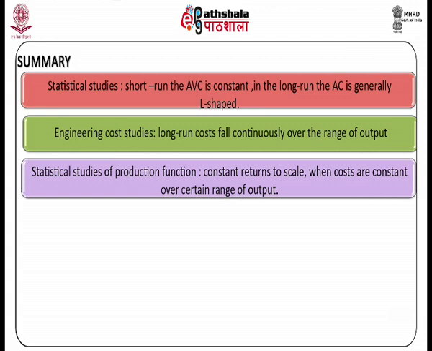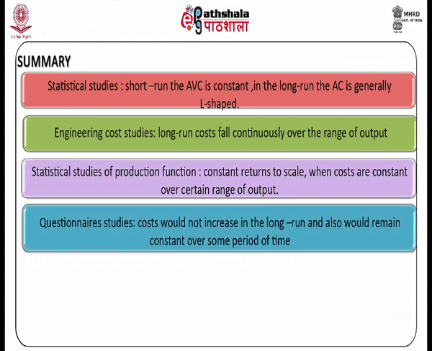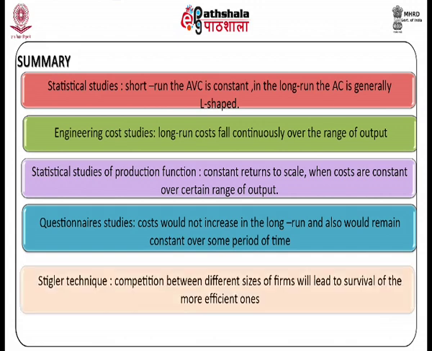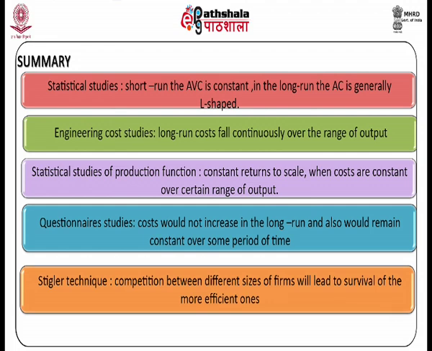Most statistical studies of production function reveal constant returns to scale when costs are constant over a certain range of output. Studies based on questionnaires found that most of the firms reported that their costs would not increase in the long run and also would remain constant over some period of time. The basic idea of the Stigler technique is that competition between different sizes of firms will lead to survival of the more efficient ones.